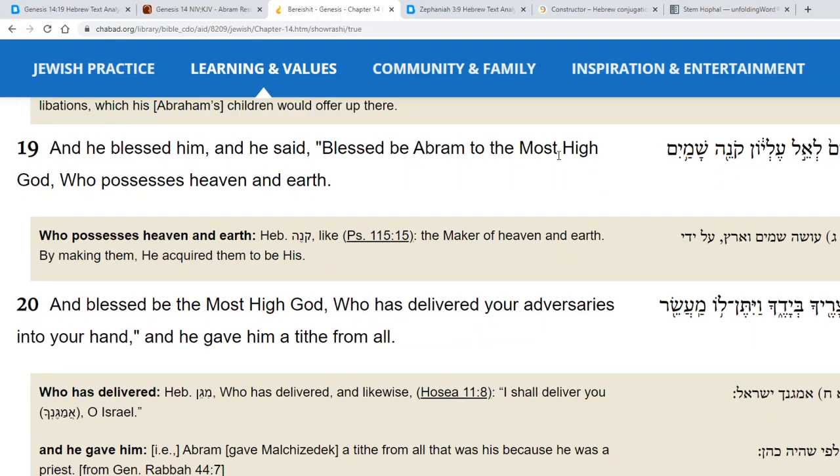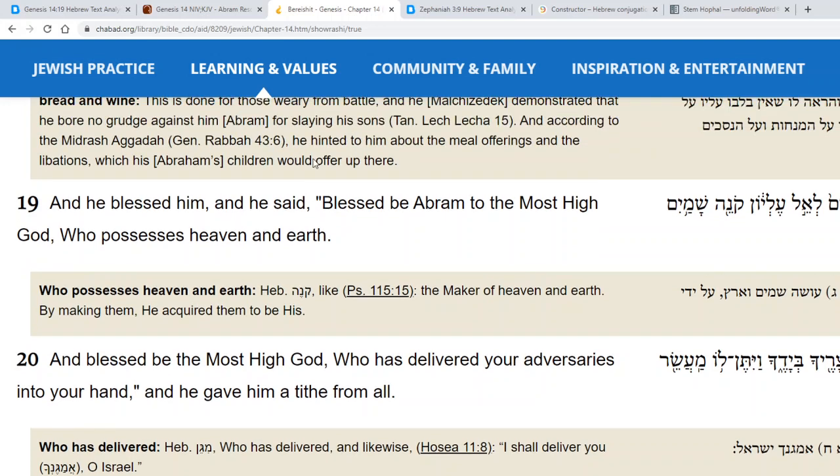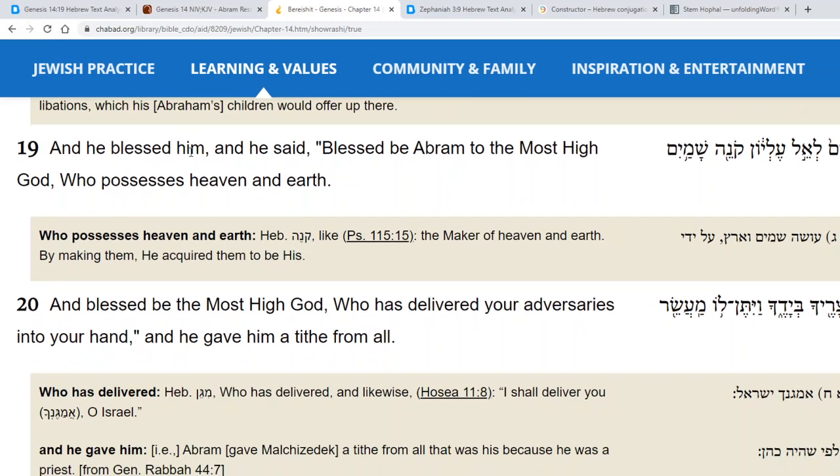And he blessed him, and he said, "Blessed." I'm not sure why they didn't use... Oh yeah, it doesn't actually say Abram there. It says Vayiverchehu, and he blessed him. Yeah, and he blessed him, and he said, "Blessed be Abram to the Most High God, who possesses heaven and earth."